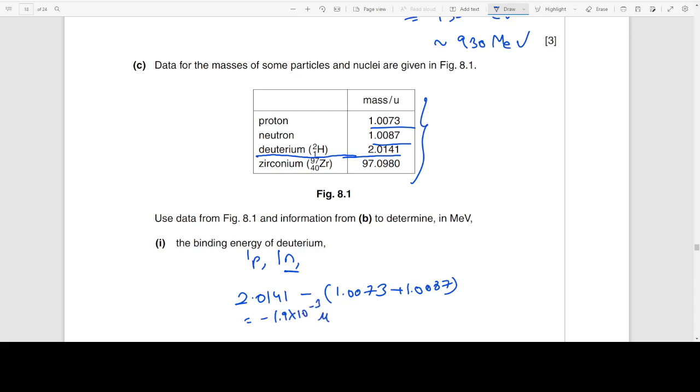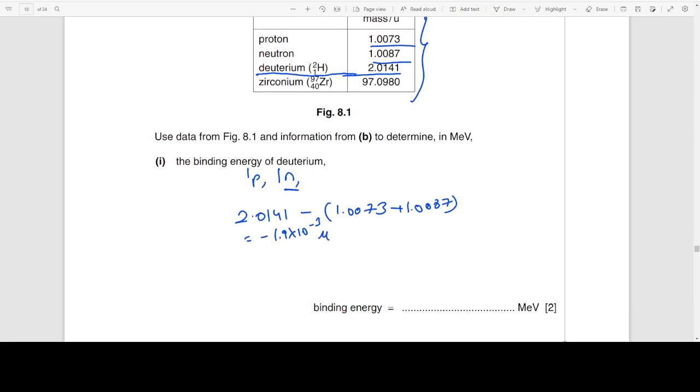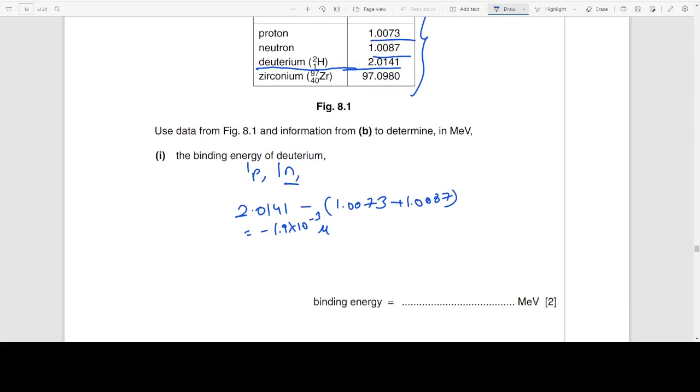So this is the change in mass, which means the mass of deuterium atom is less than the mass of individual nucleons making it up. And from the previous question, we know that 1 U is 930 mega electron volt. So 1.9 into 10 raised to minus 3 U is equal to 1.9 into 10 raised to minus 3 into 930, which is 1.8.